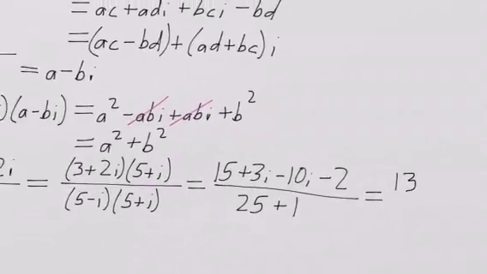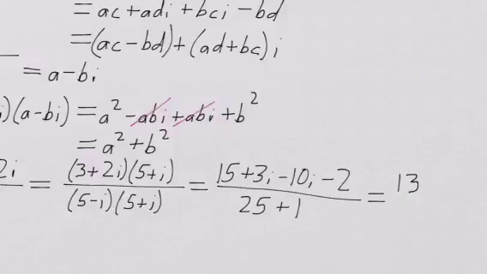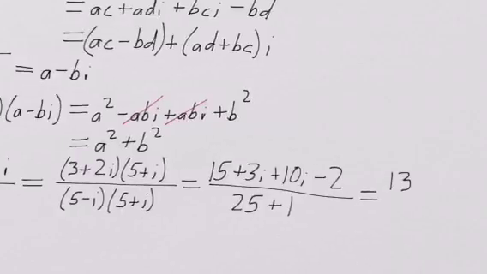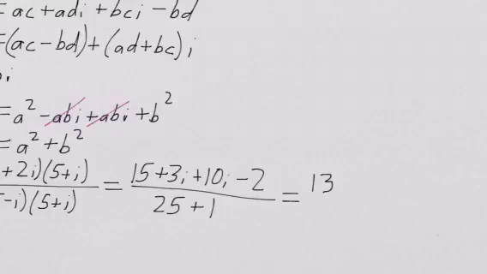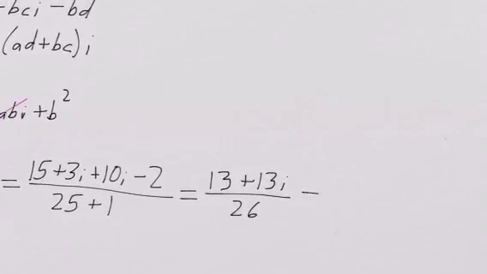Oops, I made one mistake here. I said 2i times 5i is minus 10i. That should have been plus 10i. Minus 2 is correct. It's plus 2i squared, which becomes minus 2. So I end up with 13 plus 13i divided by 26. I can take out a factor of 13 and get 1 plus i over 2.